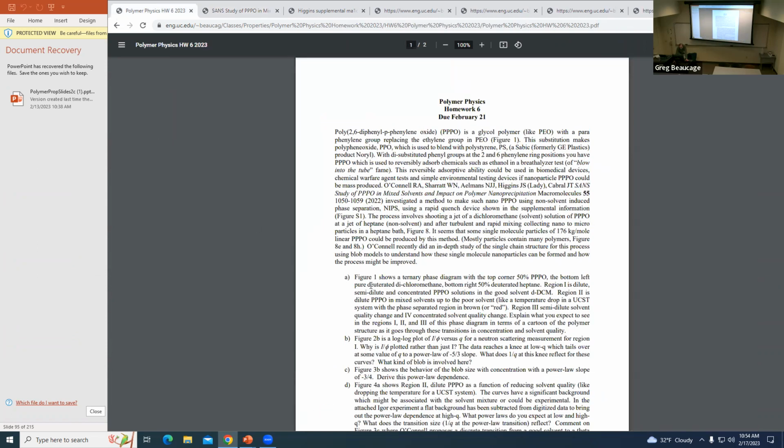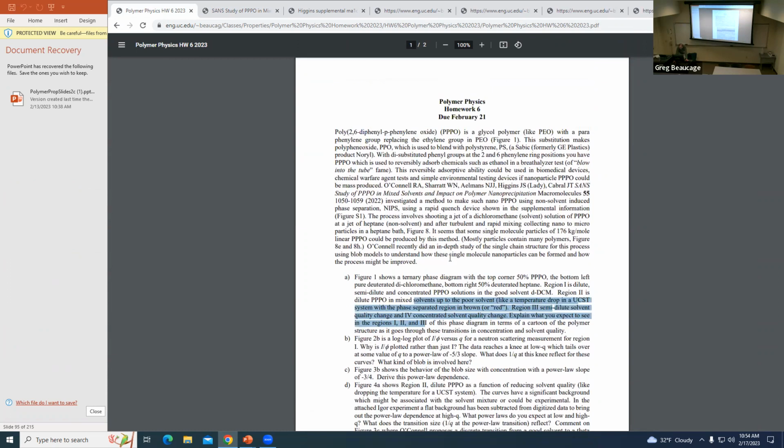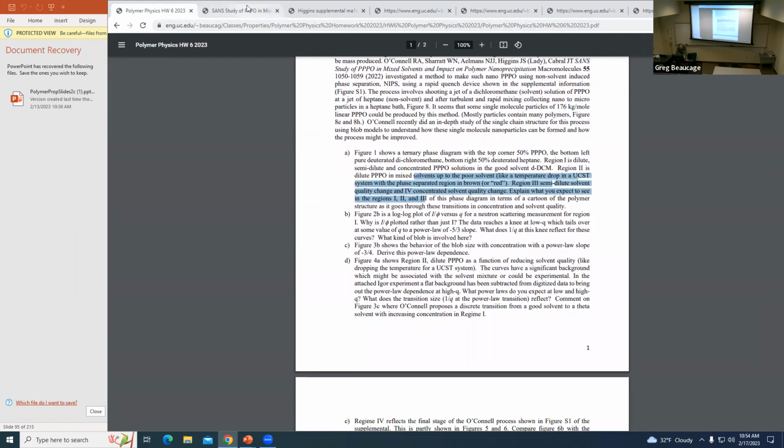So what's the question here? You have the ternary phase diagram, dilute 1, 2, 3. There's 4 too, but 4 has already been talked about. So explain what happens to the structures as you go across those lines. In other words, draw the concentration blob pictures.